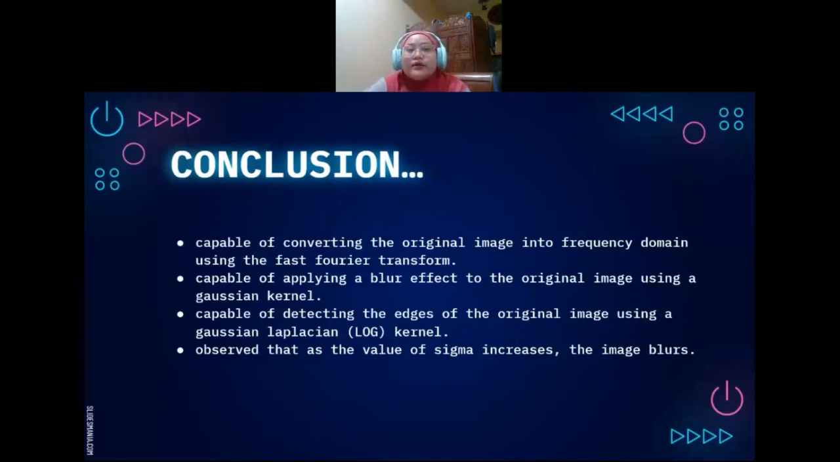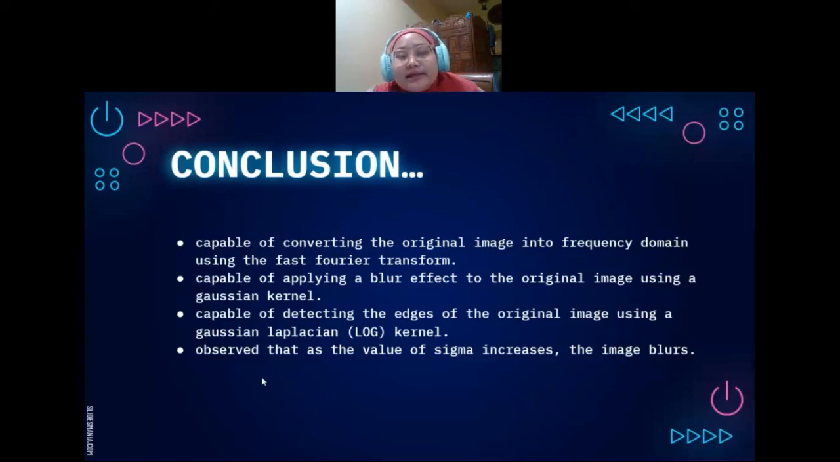For me, I would like to talk about the conclusion. Based on this project task, firstly the students are able to visualize the original image of group members in the frequency domain using the fast Fourier transform. We are also capable of converting the original image into the frequency domain using the fast Fourier transform. We are also able to reconstruct the image to its real domain, and capable of applying a blur effect to the original image using a Gaussian kernel.